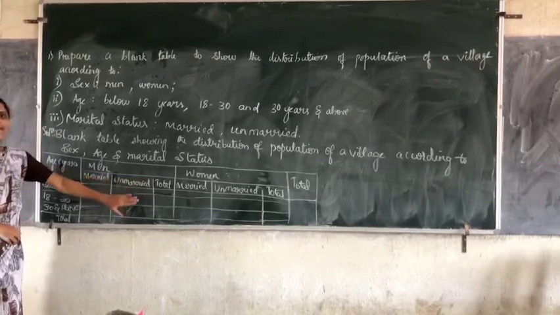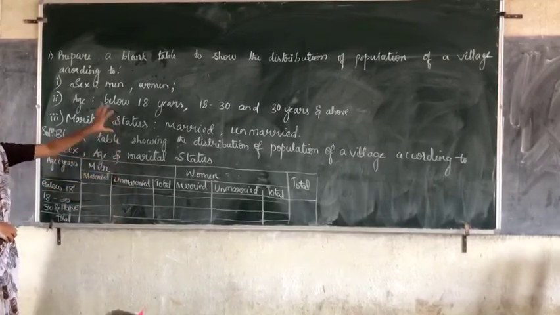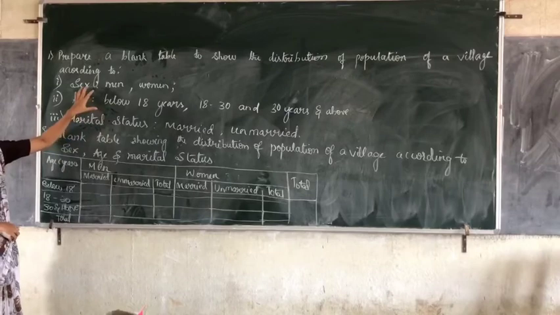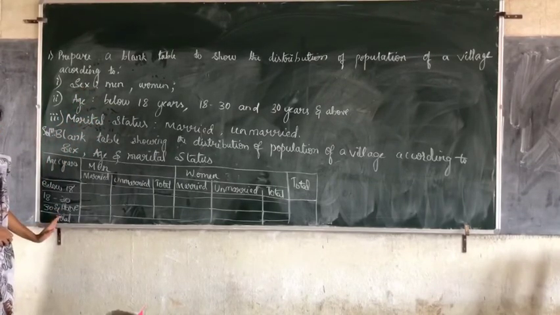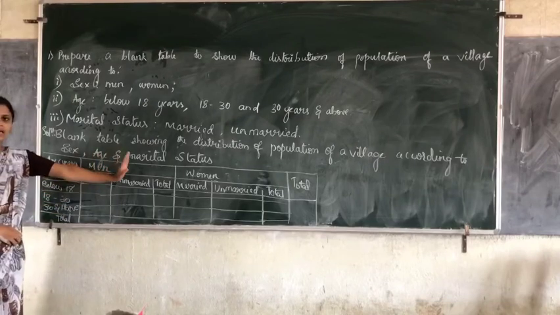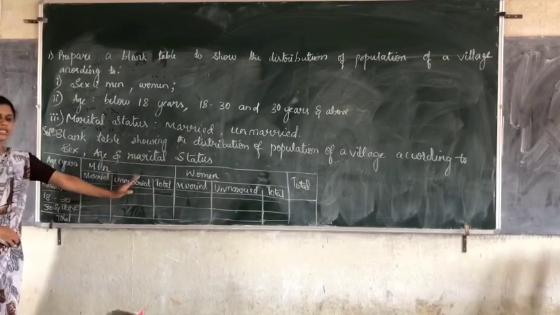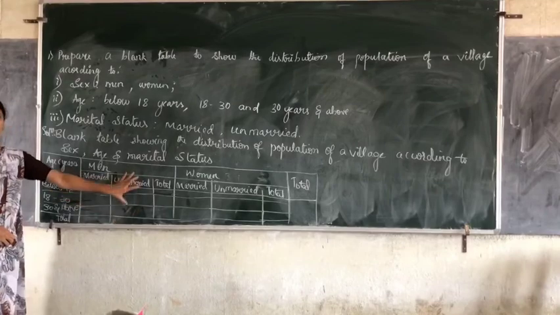So it is a blank table which shows the distribution of population of a village on the basis of sex, age as well as marital status. I have written the age groups here in row and men and women in column as well as marital status also I have shown in column. So this is the blank table.